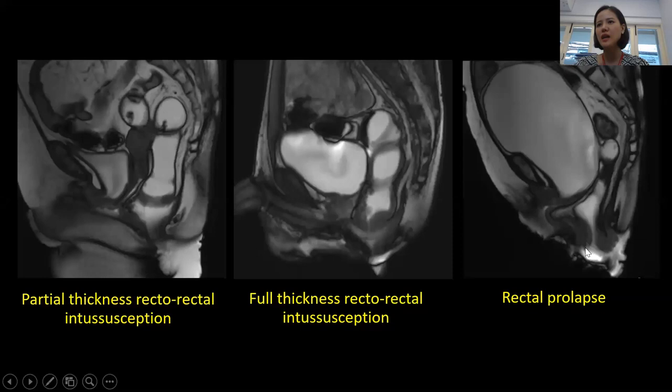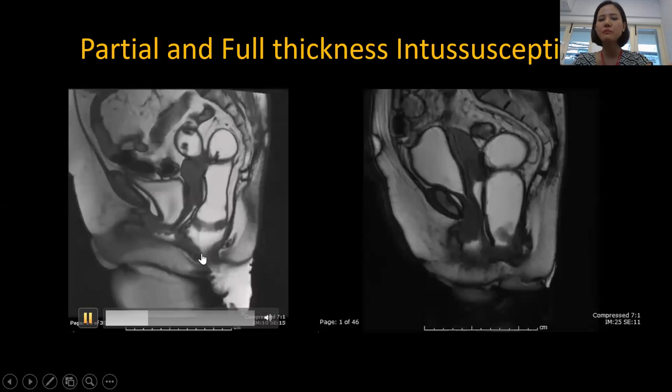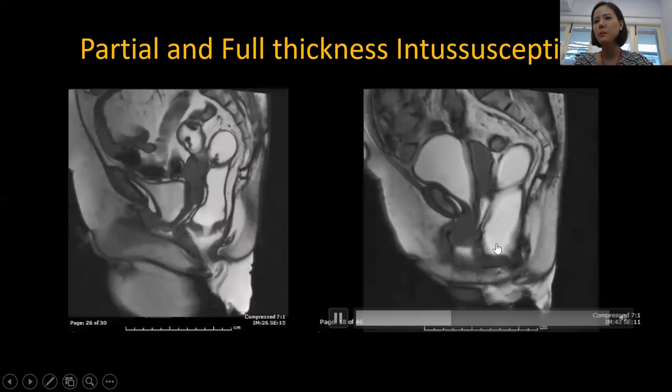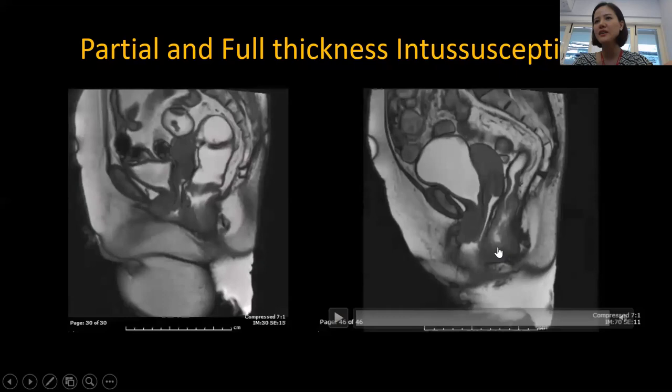Okay, this is a dynamic image of partial thickness intussusception, involving only the mucosa. And this is infolding of mucosa and muscular layer of the rectal wall. This is full thickness intussusception.